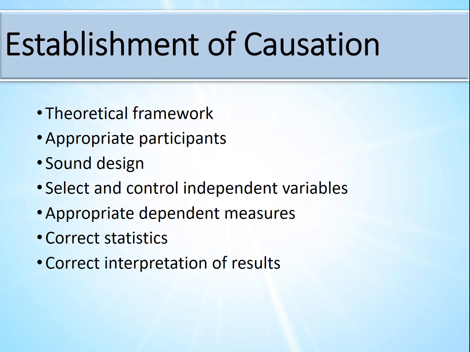Cause and effect can be established only by the application of logical thinking to well-designed experiments. The application of this logic is made possible by the following. 1. The selection of a good theoretical framework. 2. The use of appropriate participants. 3. The application of an appropriate or sound design. 4. The proper selection and control of the independent variables. 5. The appropriate selection and measurement of the dependent measures. 6. The use of correct statistics model and analysis. 7. The correct interpretation of results.